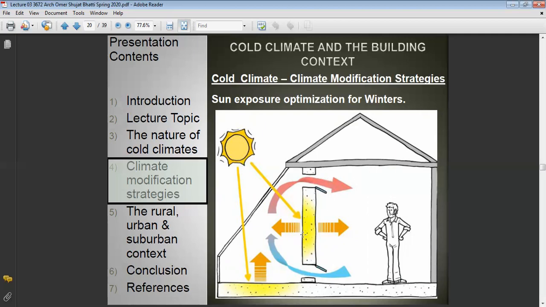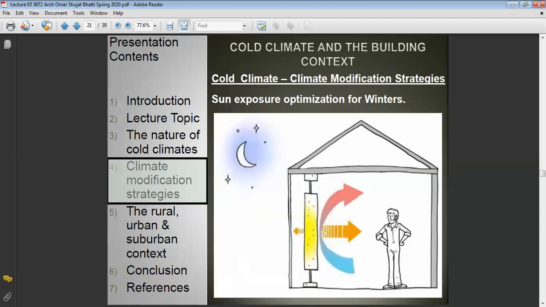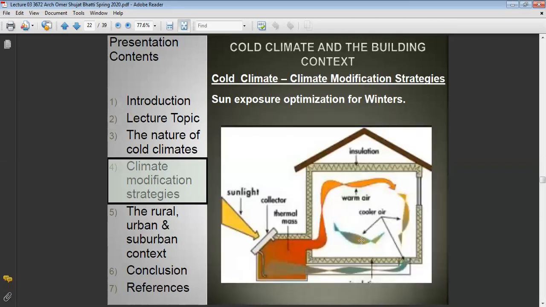So multiple spaces like these can be utilized on the south and the west side to enhance the interior space towards a comfortable environment. This is another similar example, and this is how heat can be retained at night. Once it's closed, the dissipation towards the outer side will be comparatively less, and more of the heat will be retained inside. This is another way of doing the same.